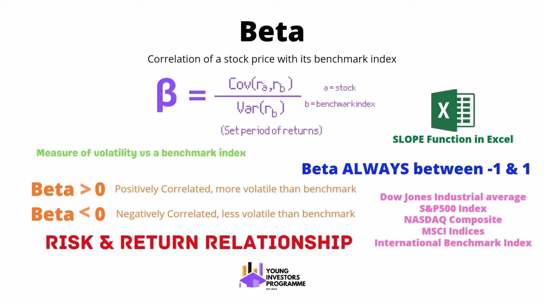So a few examples of benchmark indices would be Dow Jones Industrial Average, S&P 500, Nasdaq Composite, the MSCI indices, which you have for a wide range of markets and countries and so on, and the IBI, which is the International Benchmark Index. These are all, of course, readily available across the internet. The various forms of benchmark indices, you can download the returns and get to work.